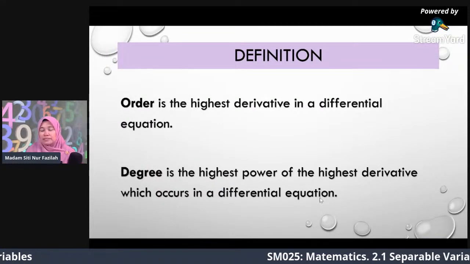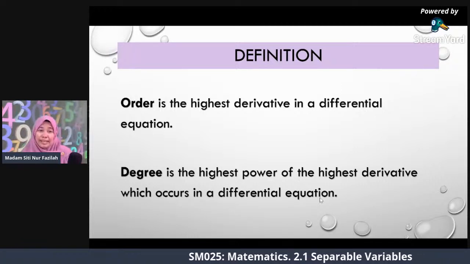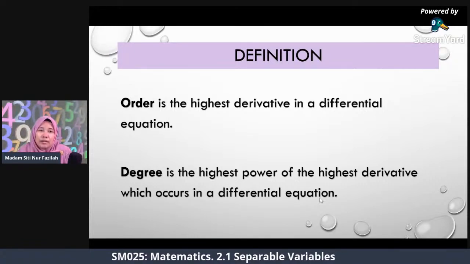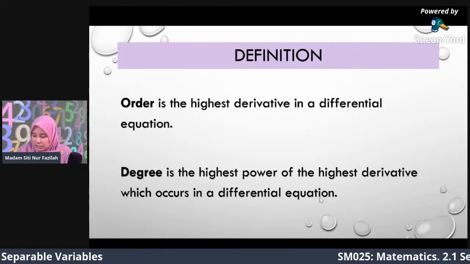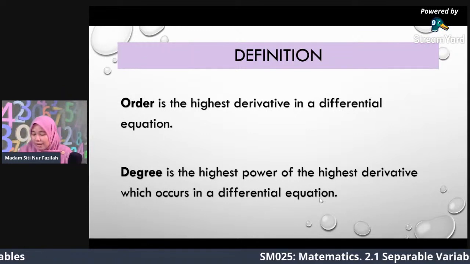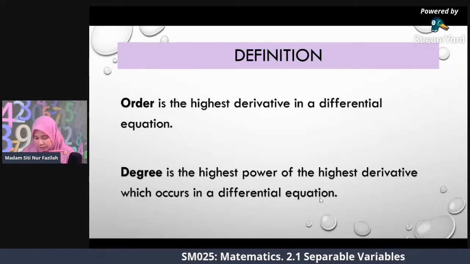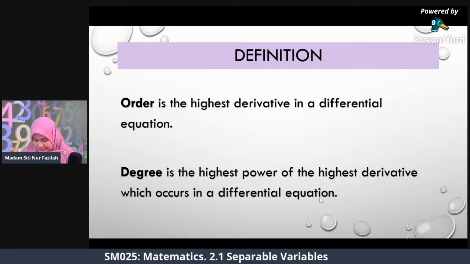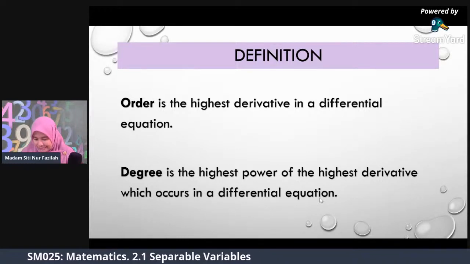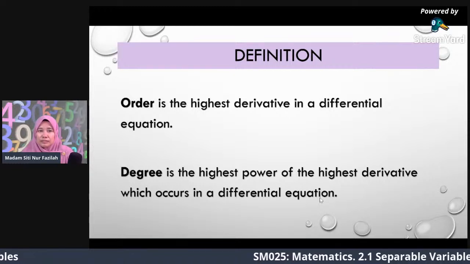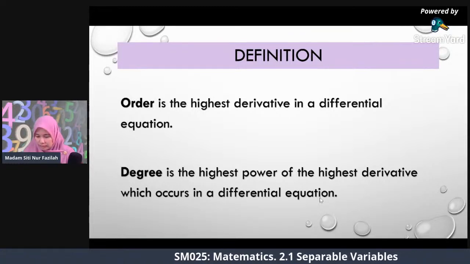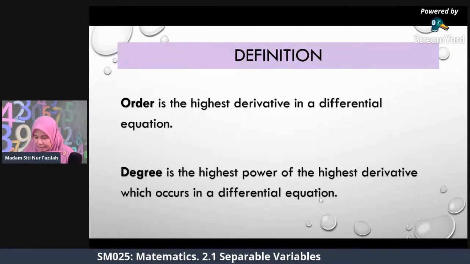We also have a definition for order and degree. What is order? Order is the highest derivative in a differential equation. Highlight the highest derivative. While the degree is the highest power of the highest derivative which occurs in a differential equation. That's the term for order and degree.